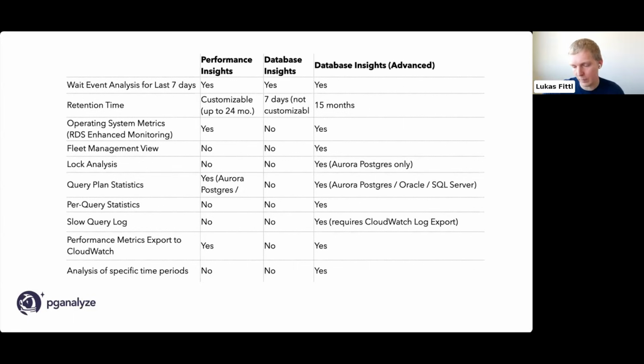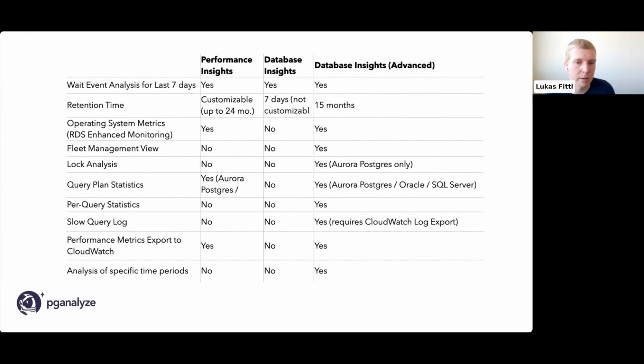So what I mentioned to you with the plan statistics, there's this extension in Aurora. The feature to pull that data, if you want to use the built-in tool, is now only in Database Insights Advanced mode. You can still query it directly, and tools like pganalyze can also use it.